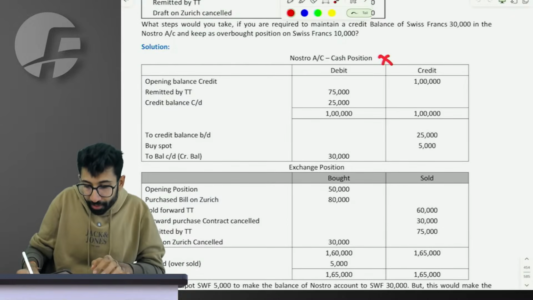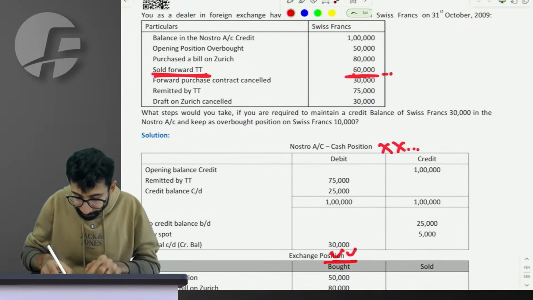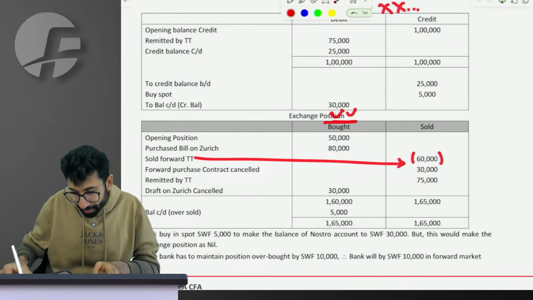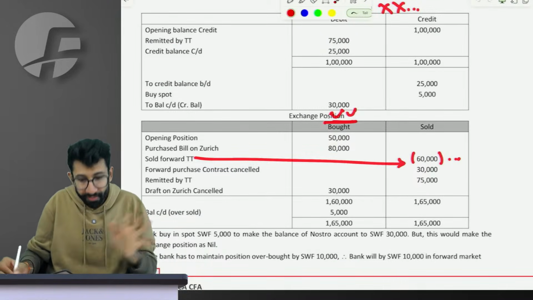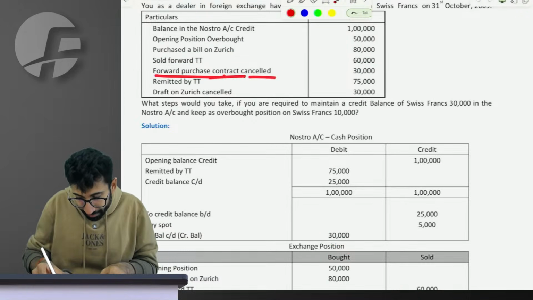Will it be recorded in cash position? No. But will it be recorded in exchange? Yes. Please observe, 60,000 in the sold side will be recorded. Such a basic thing. Next, forward purchase contract cancelled.